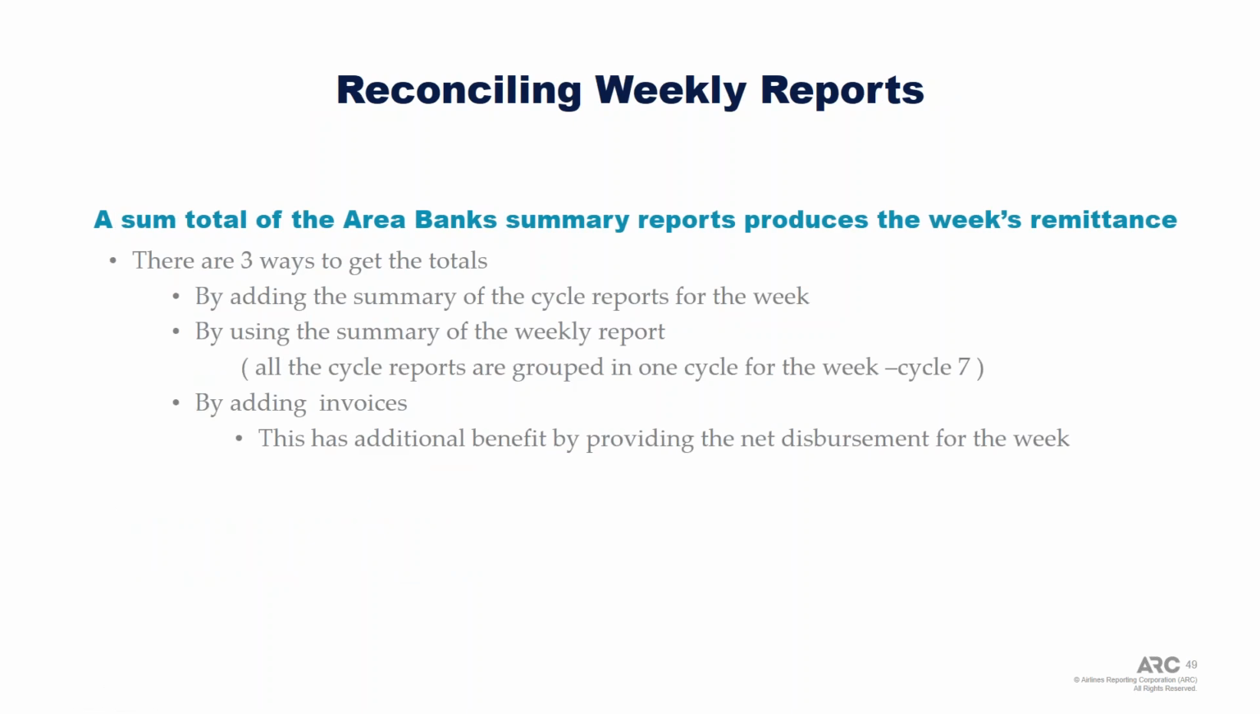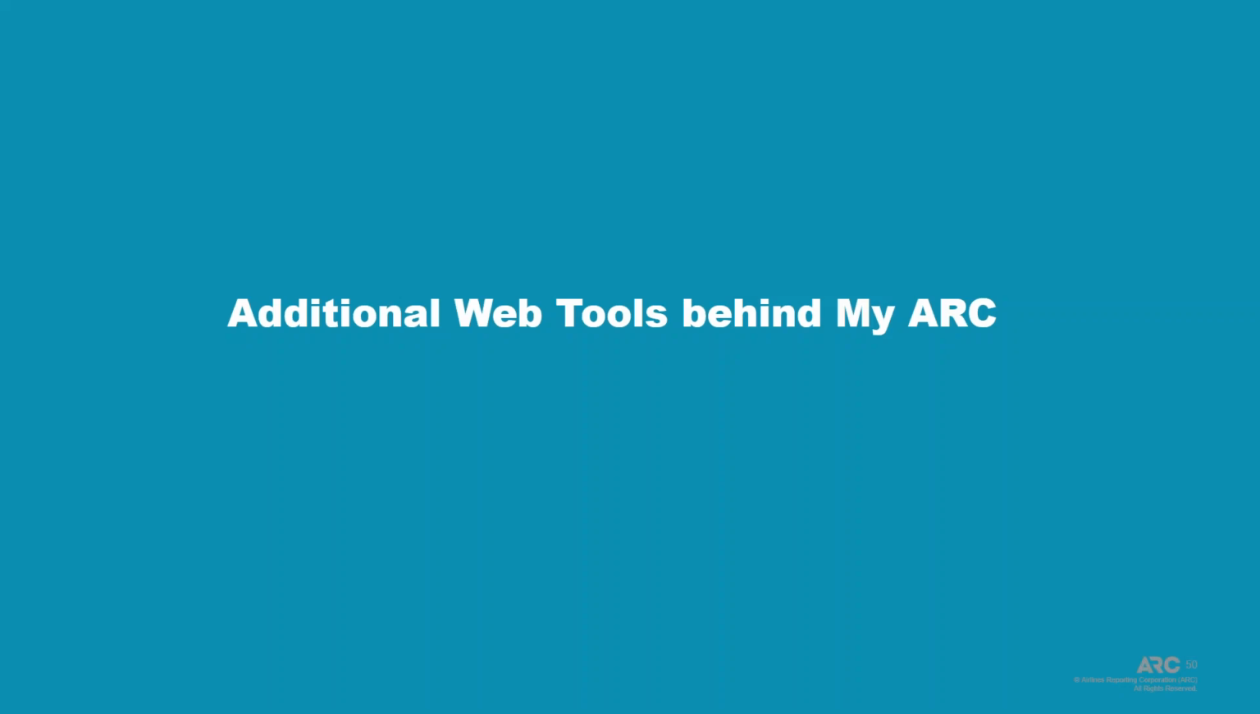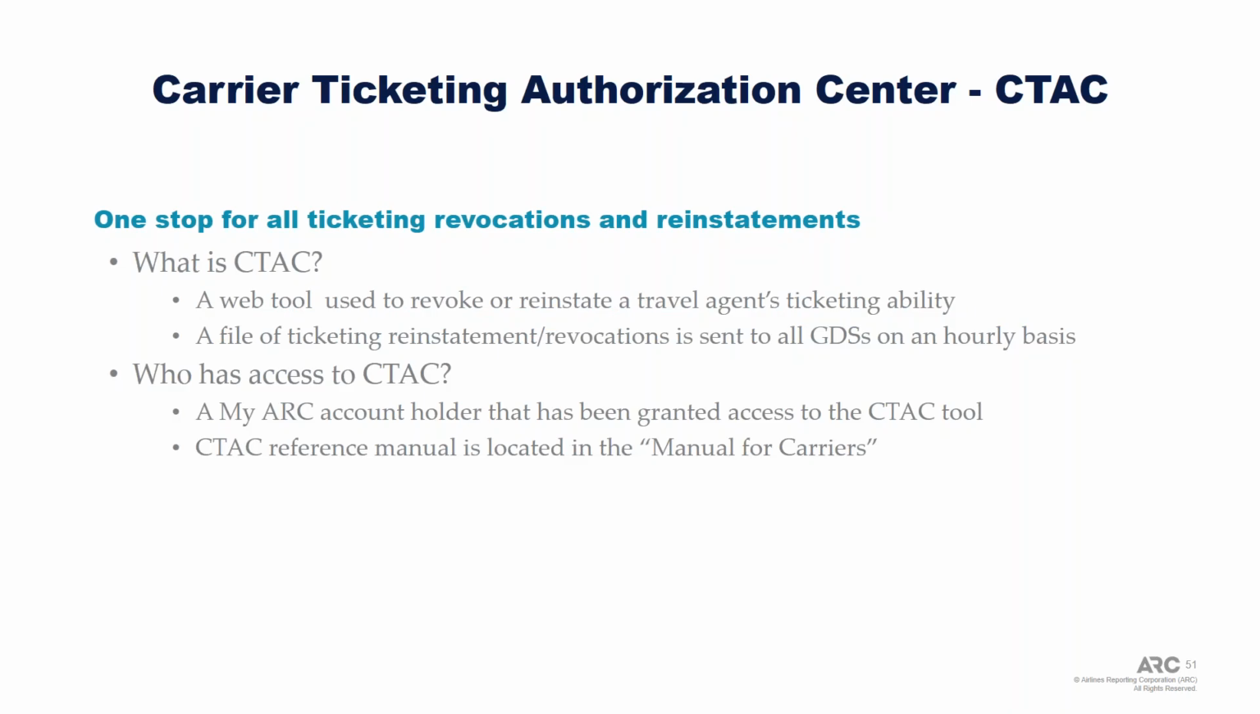Reconciling your weekly reports. This is just giving you 3 ways to reconcile. And some of the additional web tools behind my ARC is going to be CTAC, which is your one-stop for all ticketing, revocations, and reinstatements. It's the most user-friendly tool that we have here at ARC. And this is the tool that you use to revoke or reinstate a travel agent's ticketing ability. And we send those on a report to the GDSs on an hourly basis, 7 days a week.